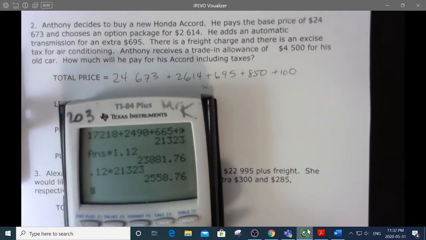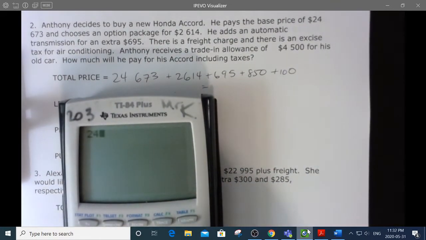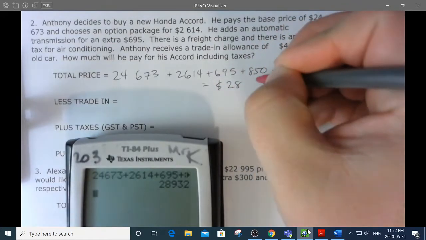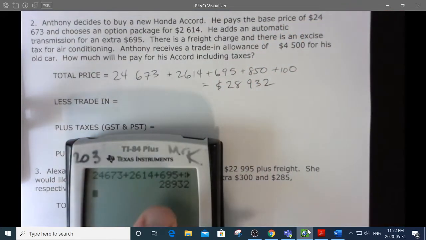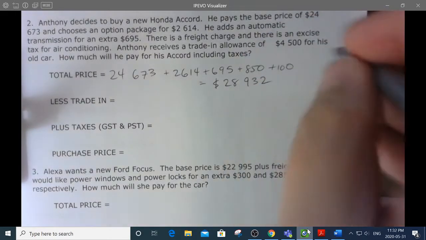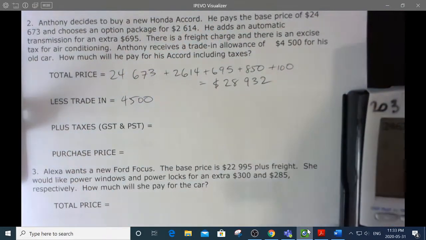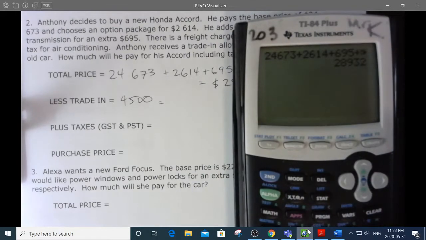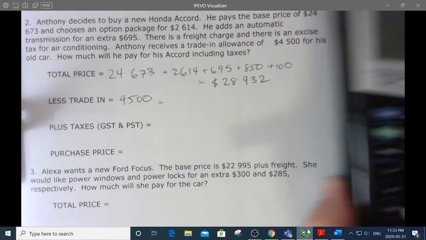So let's add all that up, shall we? Erase everything else. 24,673 plus 2,614 plus 695 plus 850 plus 100 is $28,932. That is his total price. His trade-in is $4,500, so we can minus that, and that gives us a new price. So he now has a price of $24,432.